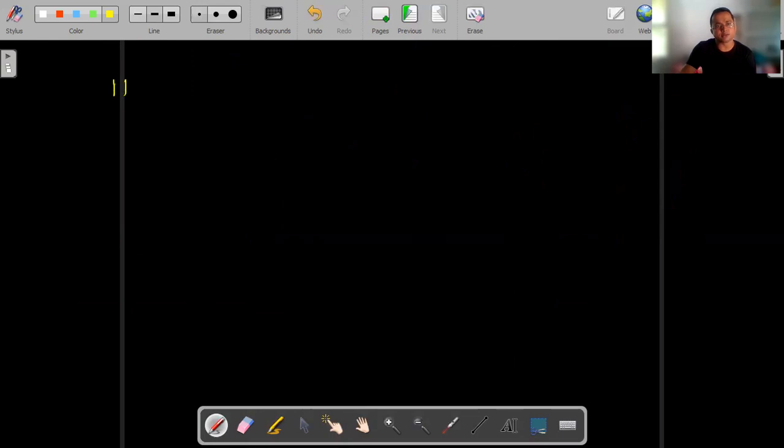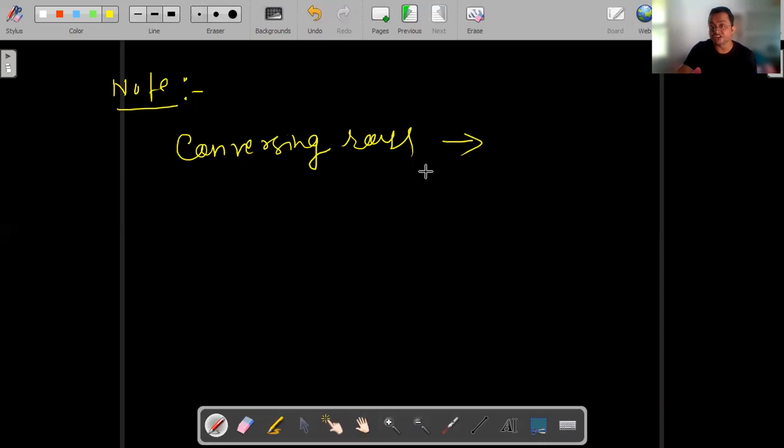One important thing I am telling you. See here, you can write it as a note. If converging rays are there, then you can say this is a function. Converging rays like this. Understood? This is converging rays.